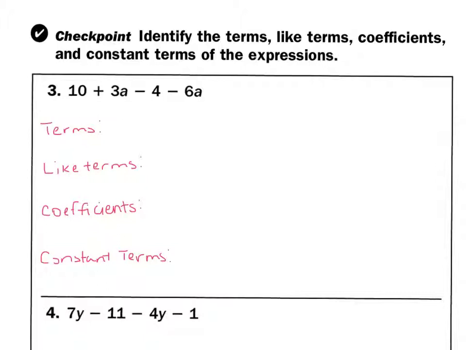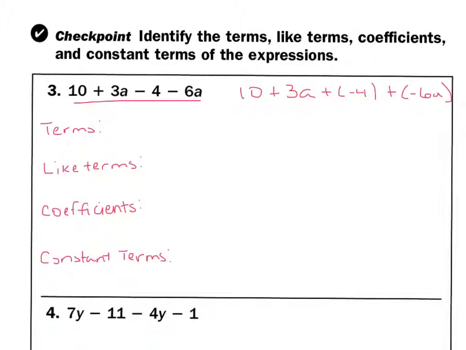Now, before I can actually list out everything separately, I'm going to take my whole problem and change all the minus signs into plus negatives. So the first one's going to stay the same. It's going to still be a 10 plus 3a. That doesn't change. But instead of a minus 4, we're going to put plus a negative 4 and a plus a negative 6a.